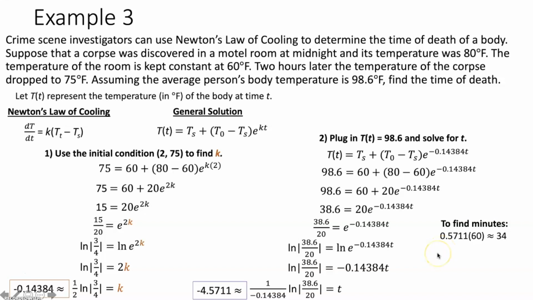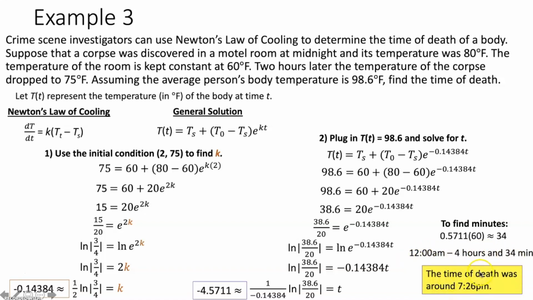Meaning the time of death was about 4 hours and 34 minutes before the body was found, and the body was found at midnight. So if we subtract 4 hours and 34 minutes from midnight, we end up getting that the time of death was around 7:26 p.m.